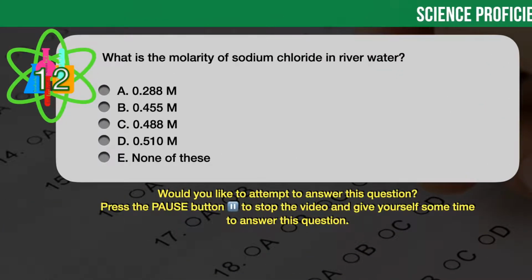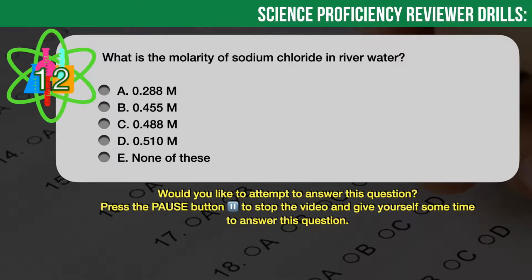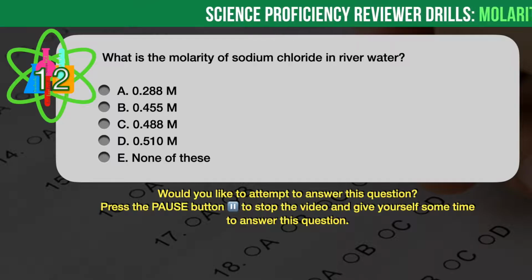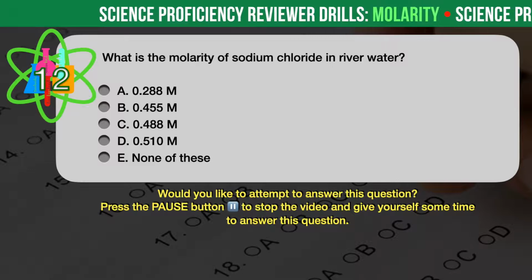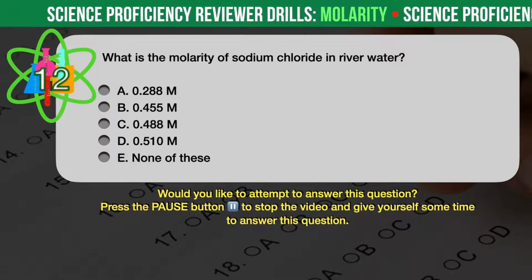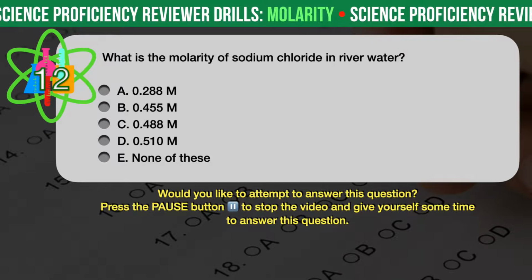Drill question number 12. What is the molarity of sodium chloride in river water? A. 0.288 m. B. 0.455 m. C. 0.488 m. D. 0.510 m. E. None of these.